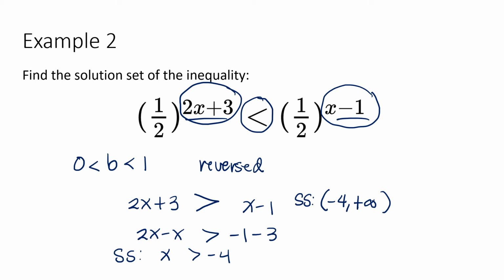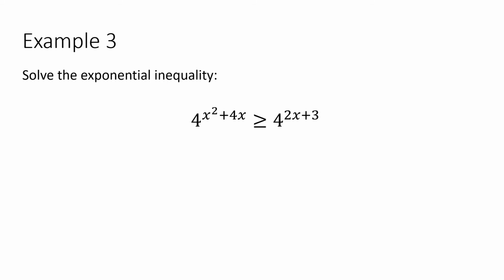Next, suppose we have this now. So still under the exponential inequality, but let's look at how this is different to the ones we have already solved. Okay, first, again, same approach. We check the type of base that we have. The base is 4. 4 is greater than 1, so this is under the case of b greater than 1.